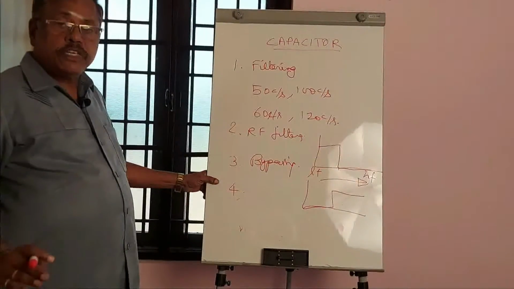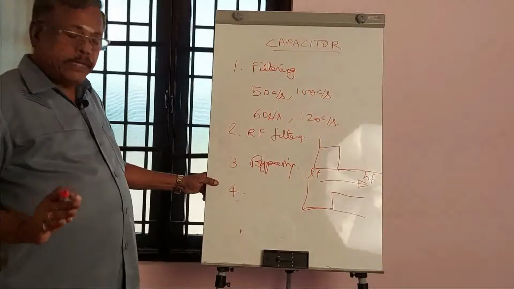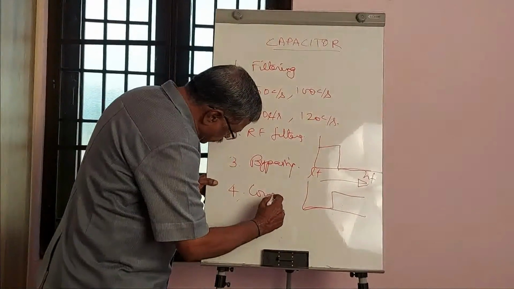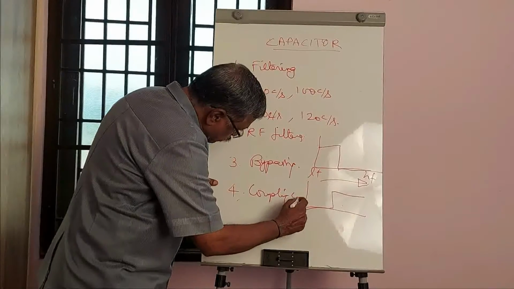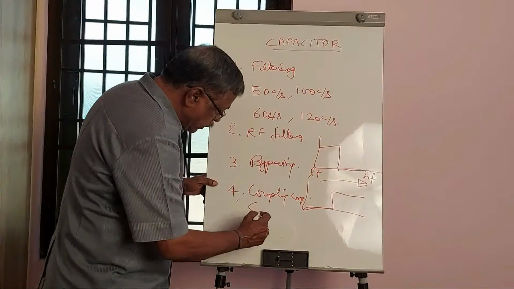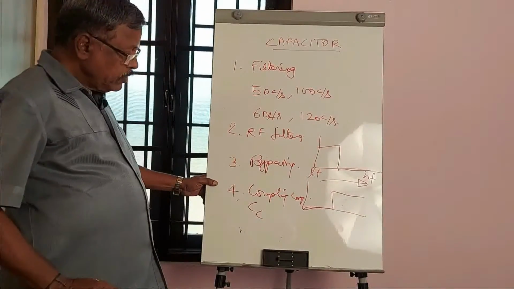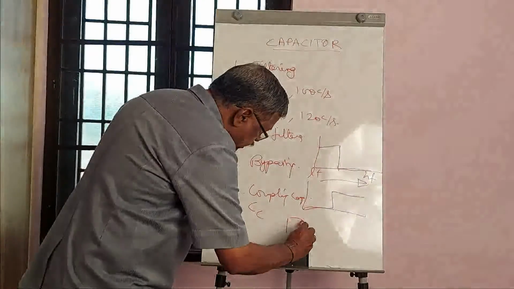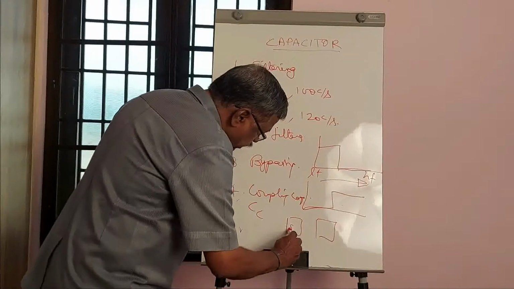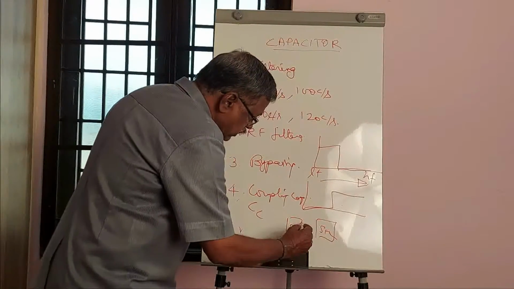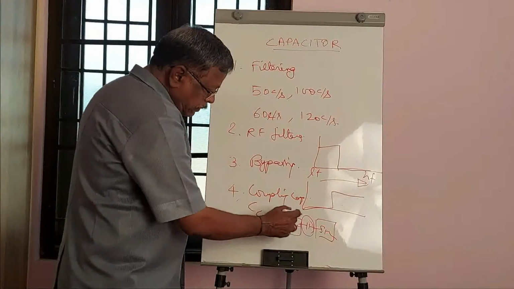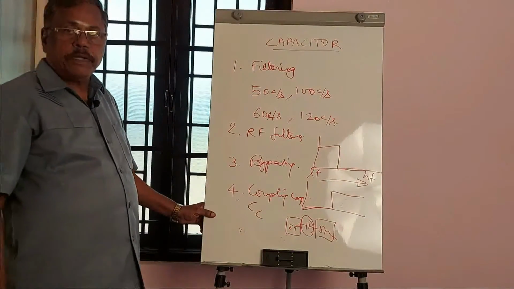There are capacitors which are useful for coupling two circuits, that is coupling capacitors, CC. It is normally called CC. Coupling capacitors are used to connect two stages of electronic circuits, stage 1 and stage 2. So these two circuits are coupled together. Therefore, this capacitor is called a coupling capacitor.